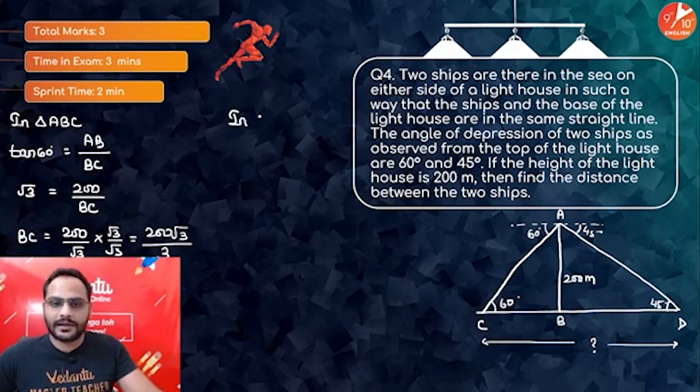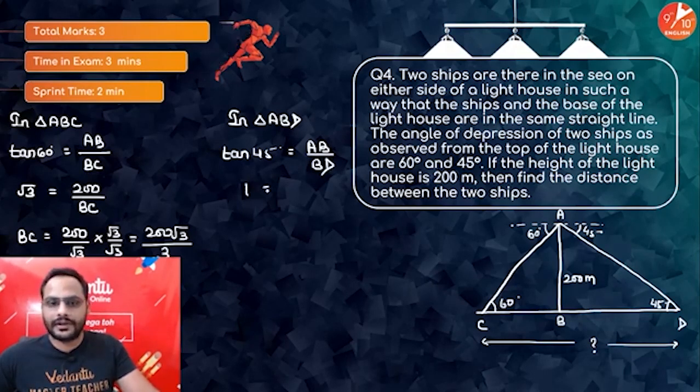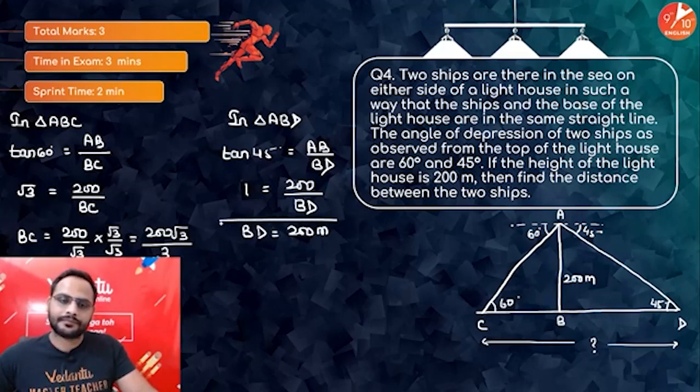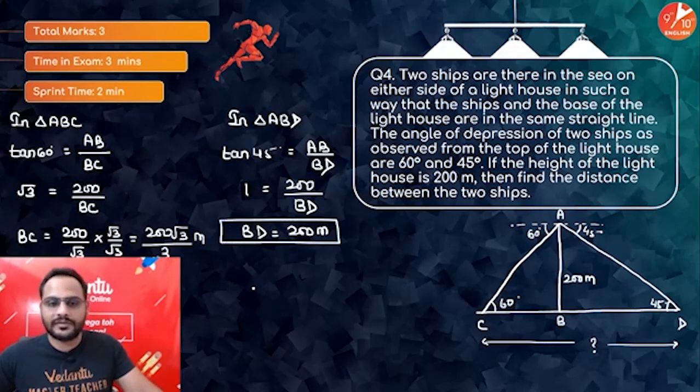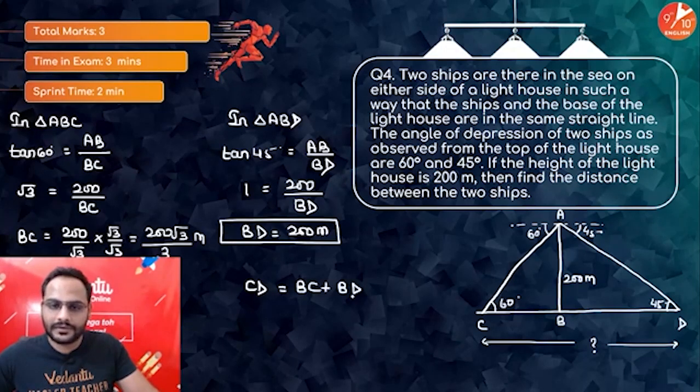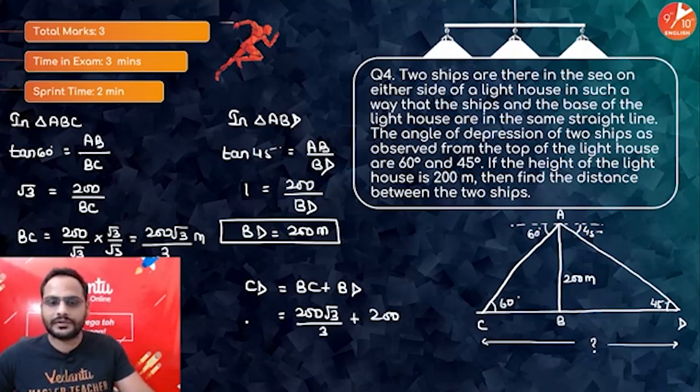Similarly, in triangle ABD, if I go, I'll say tan of 45 degree will be equal to AB upon BD. Tan 45 is 1, AB is 200, BD we don't know. We can say BD is equal to 200 meters. BD we have got, BC we have got, we need to find out CD. CD is equal to BC plus BD. So BC is 200 root 3 by 3 plus 200 meters. Okay.